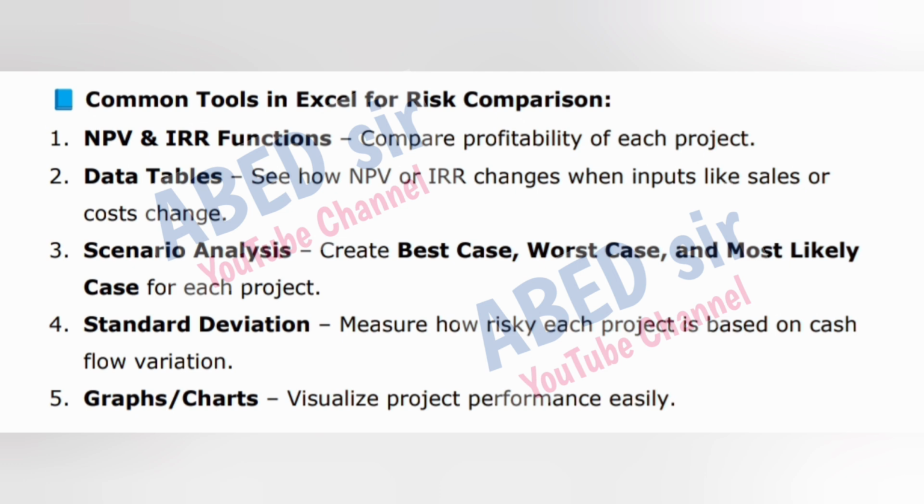Common tools in Excel for risk comparison. 1. NPV and IRR functions. Compare profitability of each project. 2. Data tables. See how NPV or IRR changes when inputs like sales or costs change. 3. Scenario analysis. Create best case, worst case, and most likely case for each project. 4. Standard deviation. Measure how risky each project is based on cash flow variation. 5. Graphs and charts. Visualize project performance easily.